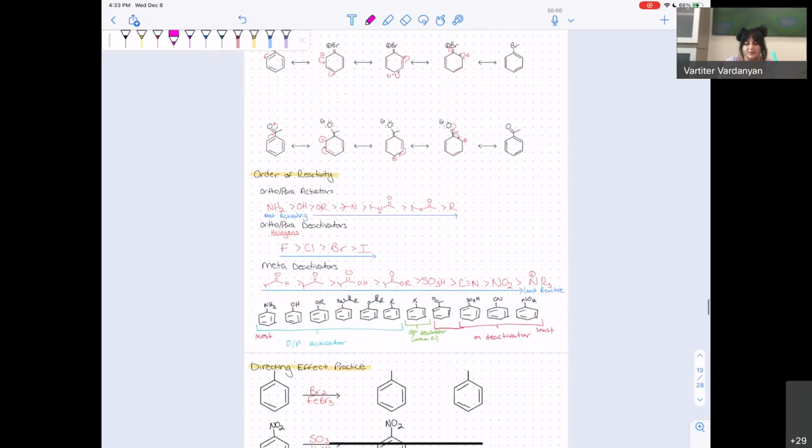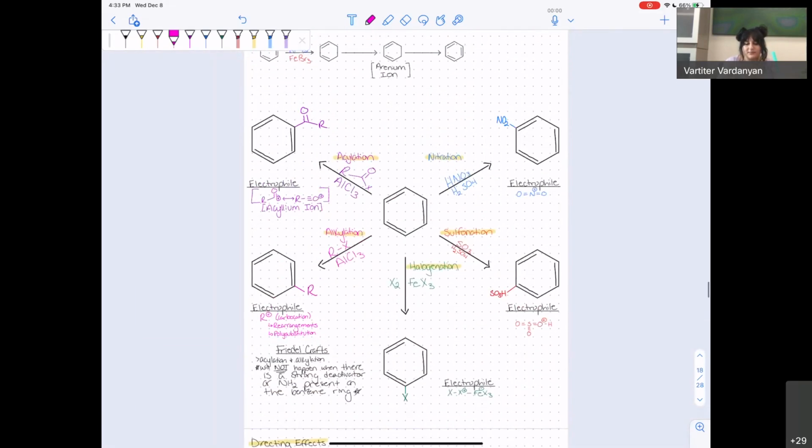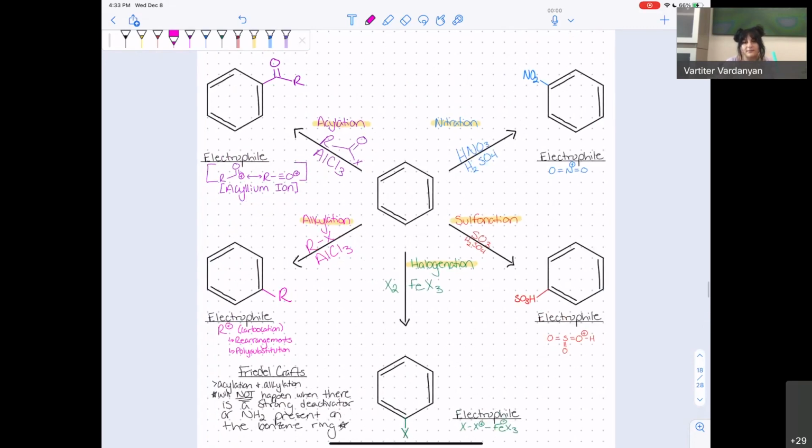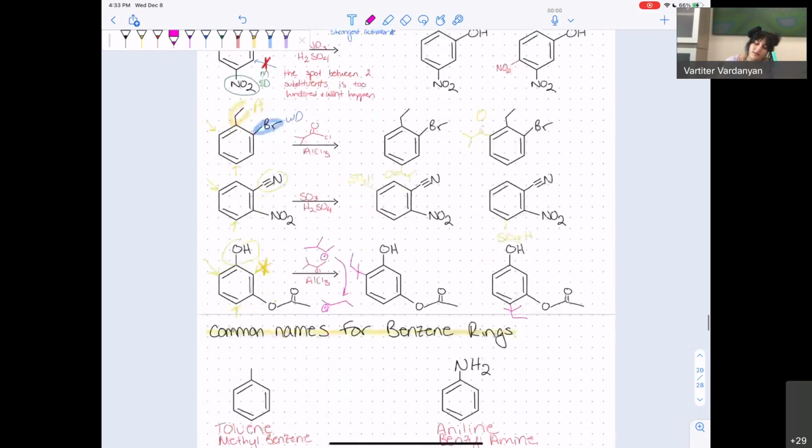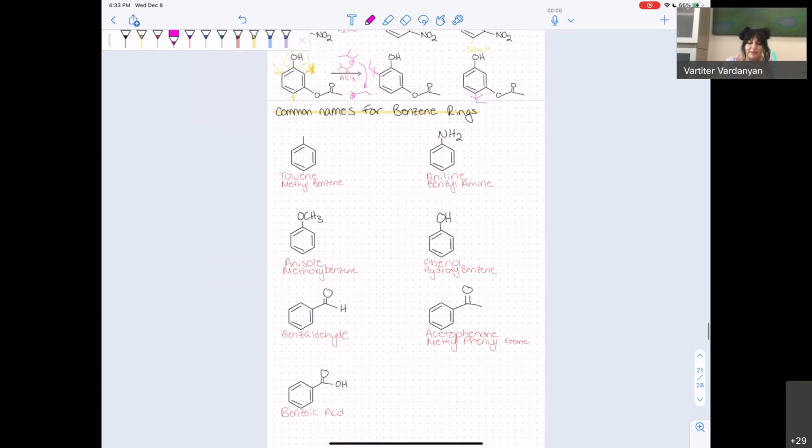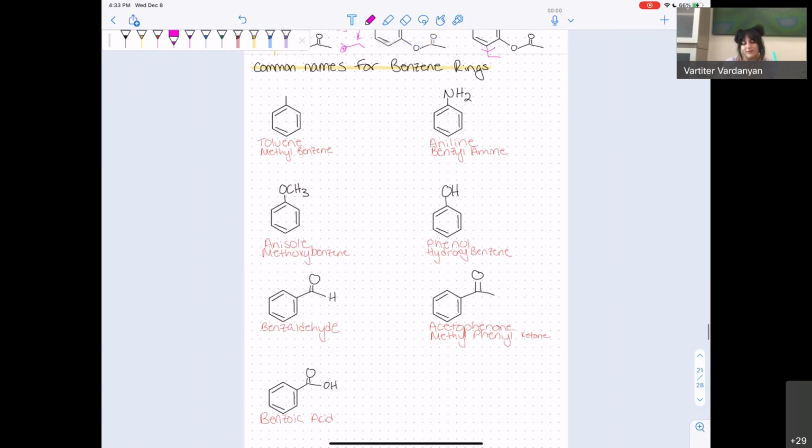These guys are actually, hold on. Before I forget, ta-da. Again, these are just memorized. They're common names for benzene rings.